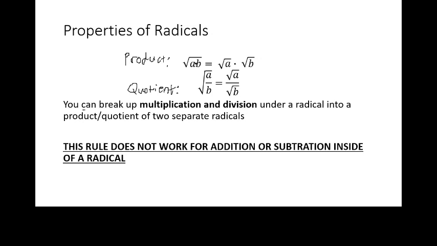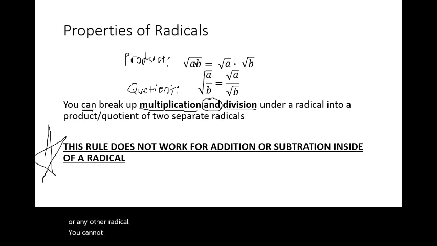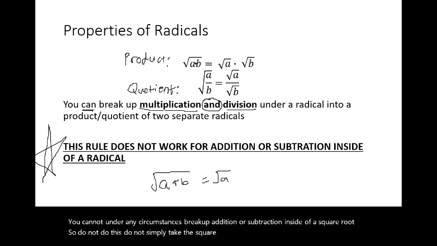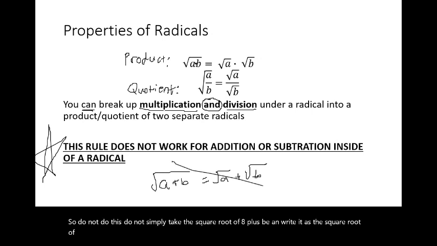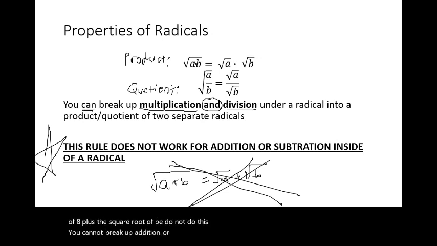So what that means is that you can break up multiplication and division inside of a square root or any other radical. You cannot, under any circumstances, break up addition or subtraction inside of a square root. So do not do this. Do not simply take the square root of a plus b and write it as the square root of a plus the square root of b. Do not do this. You cannot break up addition or subtraction that is inside of a radical.